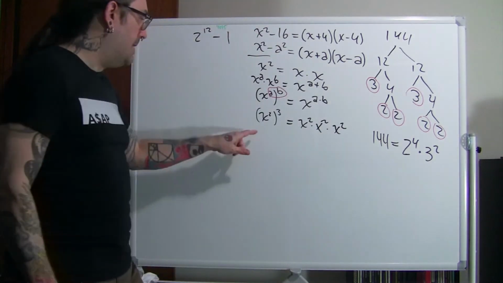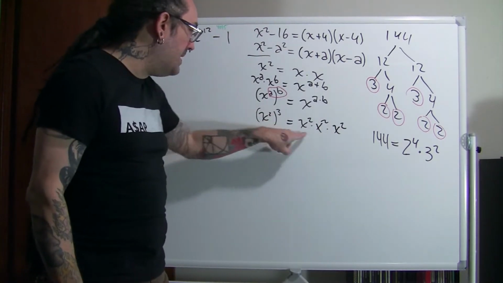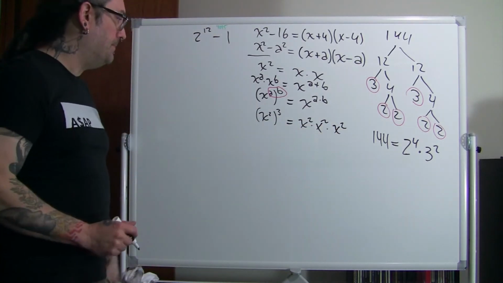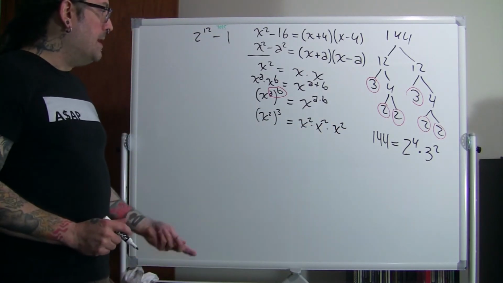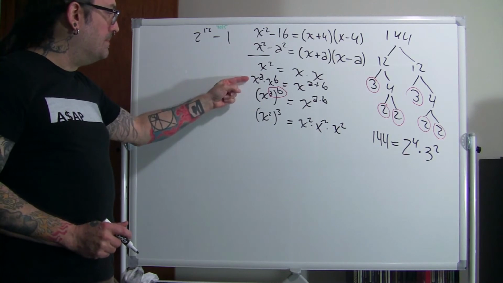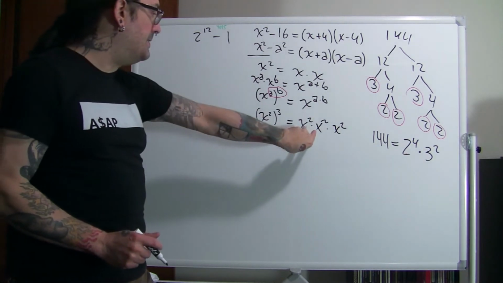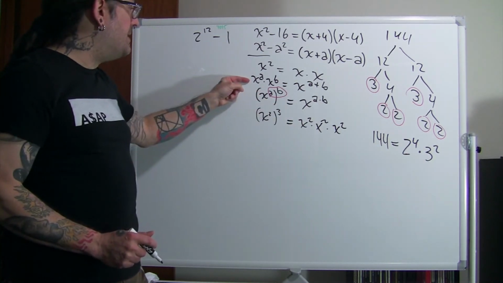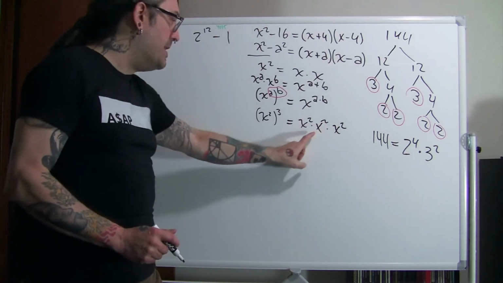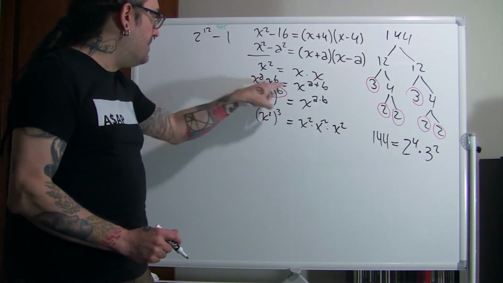Right? I have something cubed. It's something times itself 3 times. Now let's use this rule on these guys. X to the a times x to the b. Well, a and b are equal here, but that doesn't matter. I take the powers and I add them.